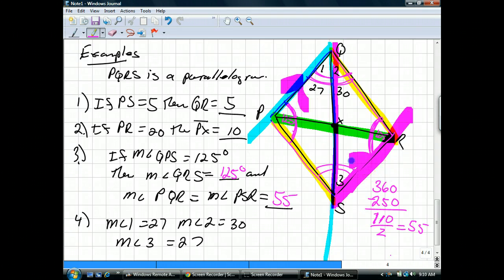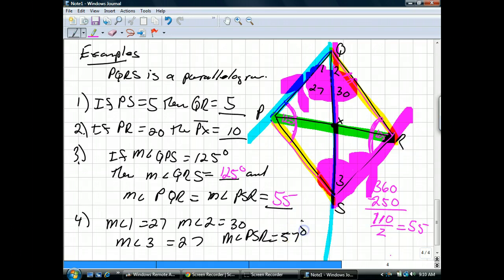And we know this is parallel to this, and we know then that QS is a transversal. So angle 1 and angle 3 are alternate interior angles, so they have to be congruent. And angle PSR, okay, PSR, which is this whole angle right here, has to be the same as this one, which is 57. So PSR has to be 57.